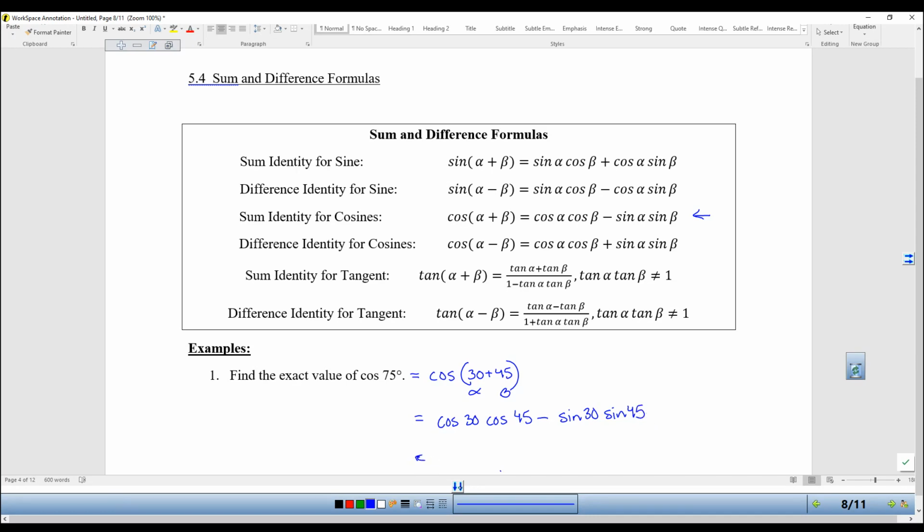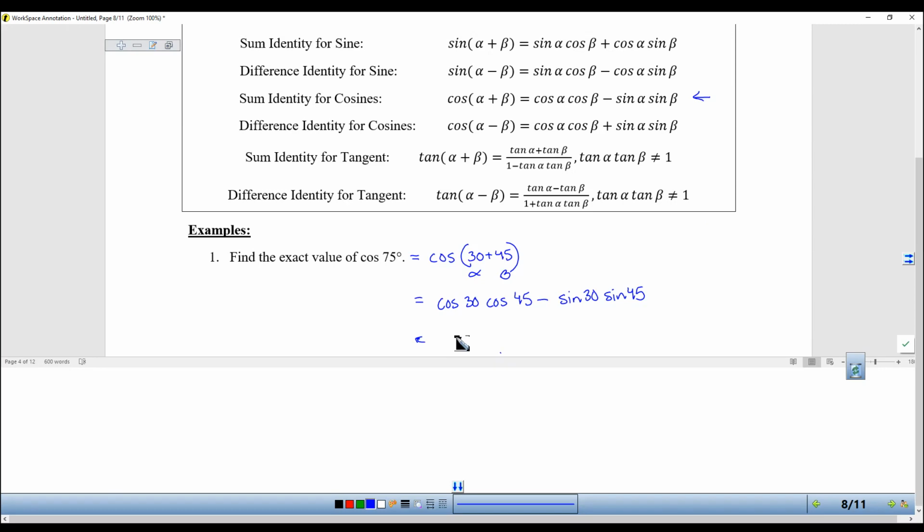And then that becomes cosine of 30 is the square root of 3 over 2. Cosine of 45 is the square root of 2 over 2. Sine of 30 is 1/2, and sine of 45 is the square root of 2 over 2. That gives me the square root of 6 over 4 minus the square root of 2 over 4, which, because they have a common denominator, you could take it one more step, but please do not write the square root of 4. You cannot combine unlike radicals, so you would have to stop there.